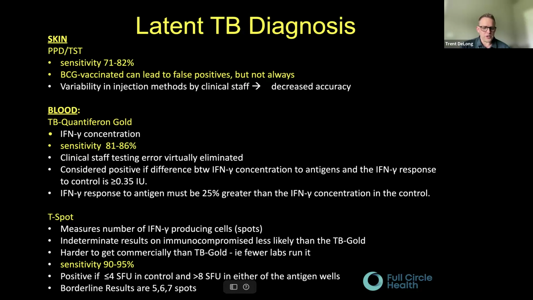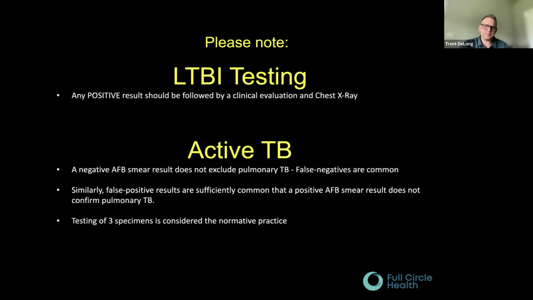Results are considered positive if fewer than 4 spot-forming units are noted in the control, and greater than 8 spot-forming units in either of the antigen wells on the testing. Borderline results are basically called if you have 5, 6, or 7 spots. So you need that threshold of 8 in order to get a positive result.